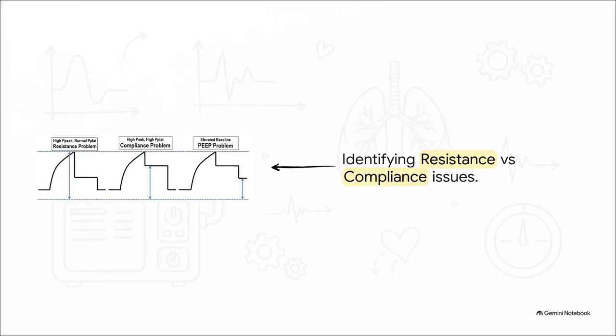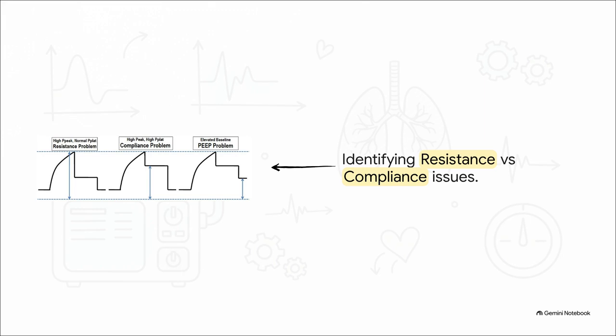So how do you actually use this at the bedside? It's surprisingly straightforward. If you see a high peak pressure but a totally normal plateau pressure, you've got a resistance issue. The pipes are clogged, but the lungs are fine. Think of a patient rolling over and kinking the tube, or biting down on the plastic, or maybe there's a sudden blockage from a massive mucus plug.